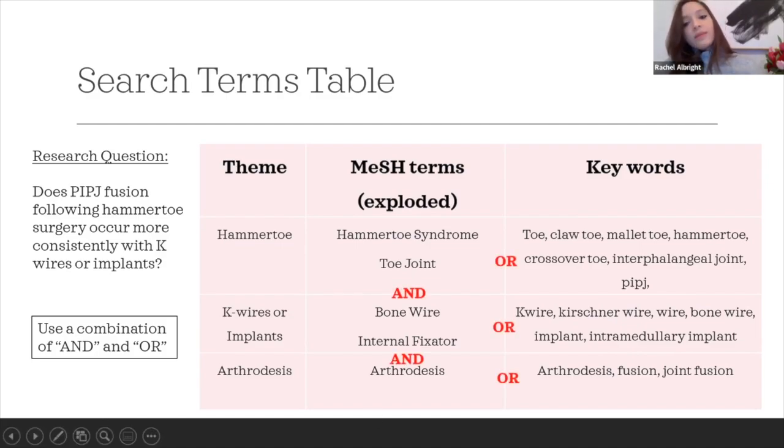And then you're going to use a combination of ANDs and ORs in order to create your search term. The ORs are across a subject, and the ANDs are kind of down when you're connecting 2 subjects together. So for example, it would be hammer toe syndrome, OR hammer toe, OR claw toe, OR mallet toe, etc. for that subject. And bone wire, so we're going to the next subject, OR K-wire, we're staying on the same subject, so it's going to be OR, etc., etc. And arthrodesis, that's your 3rd theme, OR fusion, etc. So that's how you build your search term.